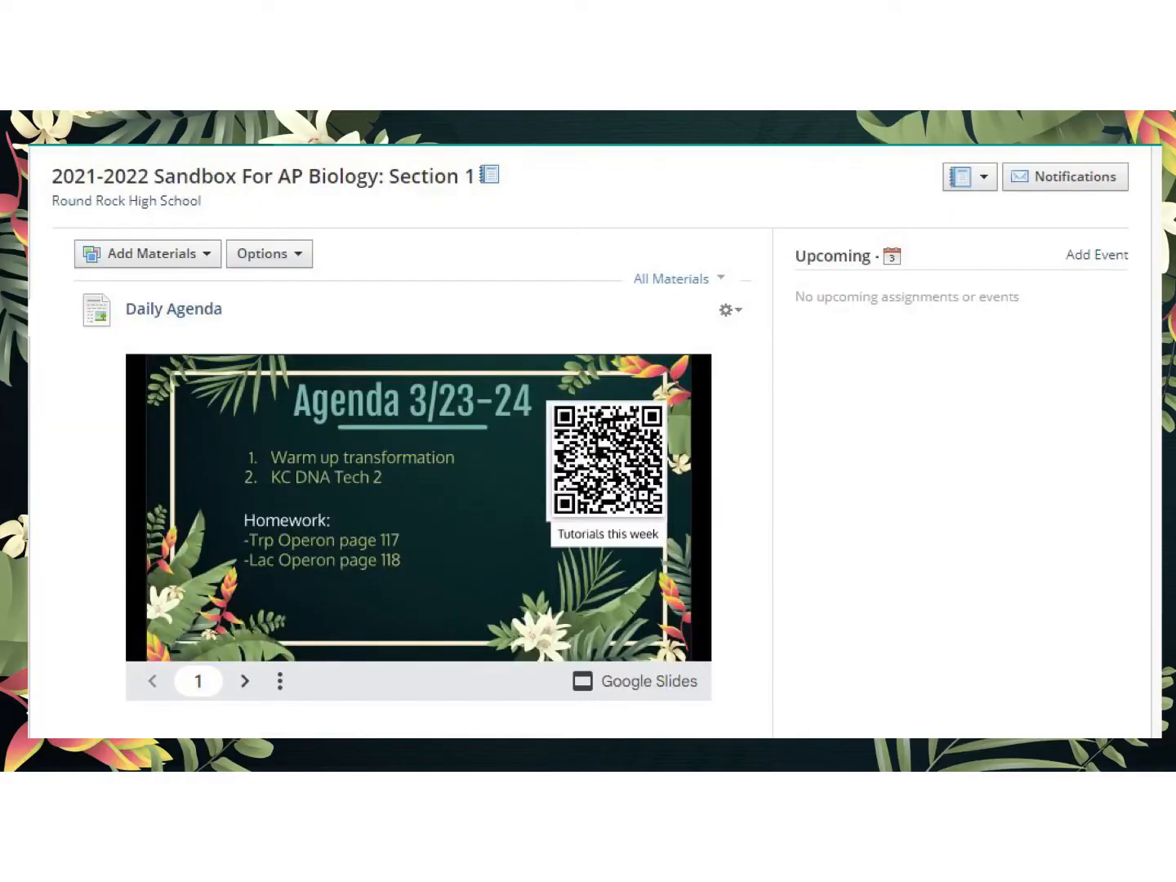So this is an example of what the Schoology page may look like for you. At the top of the Schoology page, we'll always have our daily agenda. And the daily agenda will have what we did in class. It'll have what homework you have for that day. It'll have helpful links, helpful information.